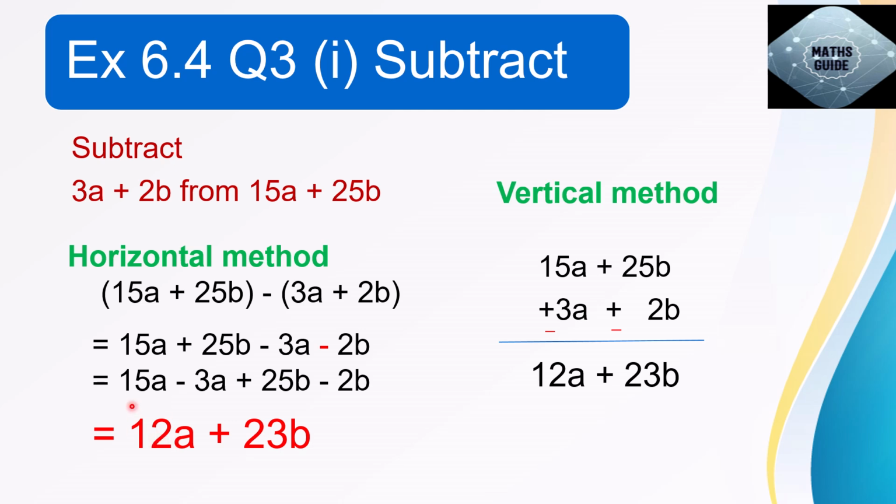We will put the sign of the greater value. Then we have positive 25b minus 2b. We get 23b. Again we have to put the sign of the greater value. This is how we can do subtraction. I hope you find it easy.